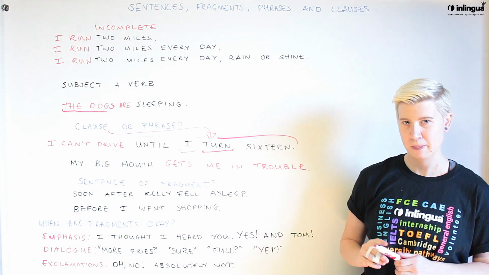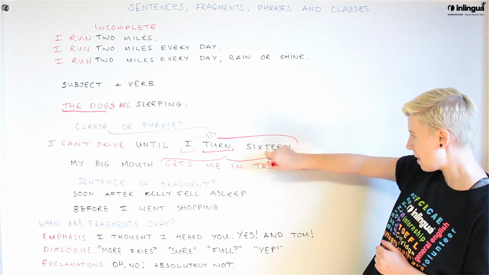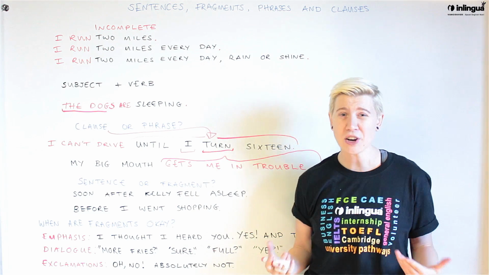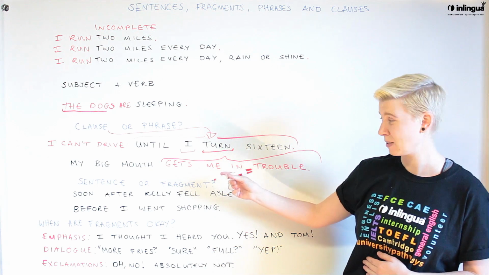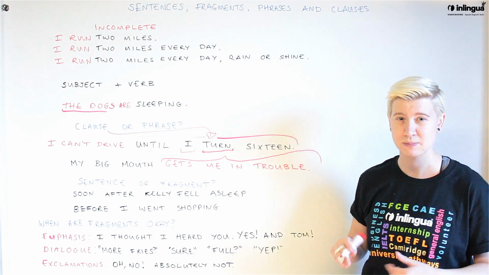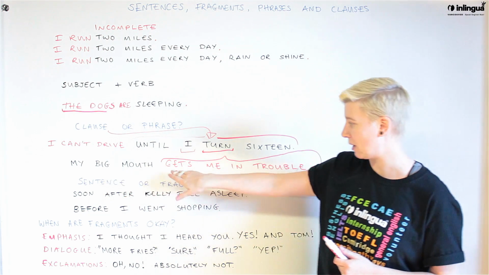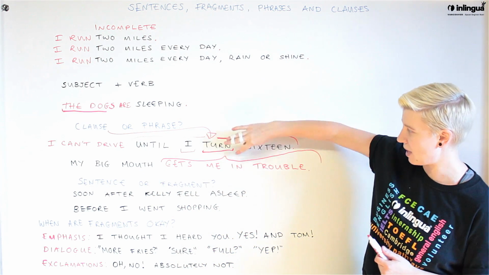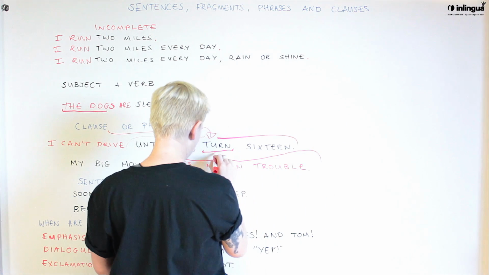gets me in trouble. So again, we have a clause here, gets me in trouble. It's not a complete sentence, but we have a verb, we have a subject, okay. But we need the beginning of the sentence. We need to know what is happening. And so we don't have a subject. We need the subject performing this verb. My big mouth is the subject, gets me in trouble. So this, that's going to get confusing. This is a phrase. I'm going to write that in there.